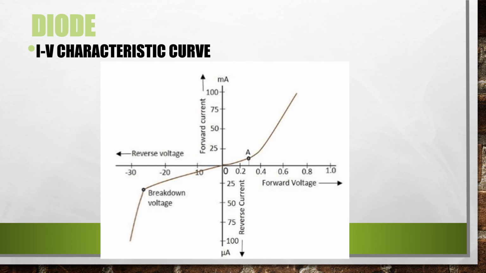During the reverse biased condition, current produced through minority carriers exists, which is known as reverse current. As the reverse voltage increases, this reverse current also increases and it suddenly breaks down at a point, resulting in the permanent destruction of the junction. So this is the current voltage characteristic curve of a diode.